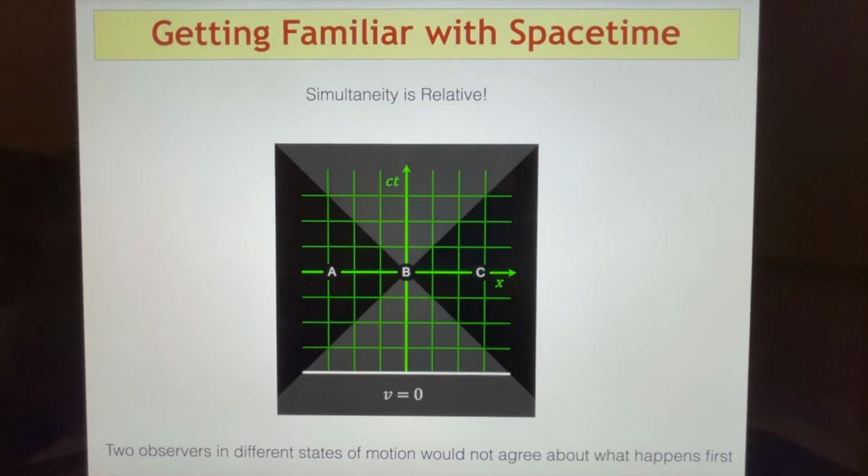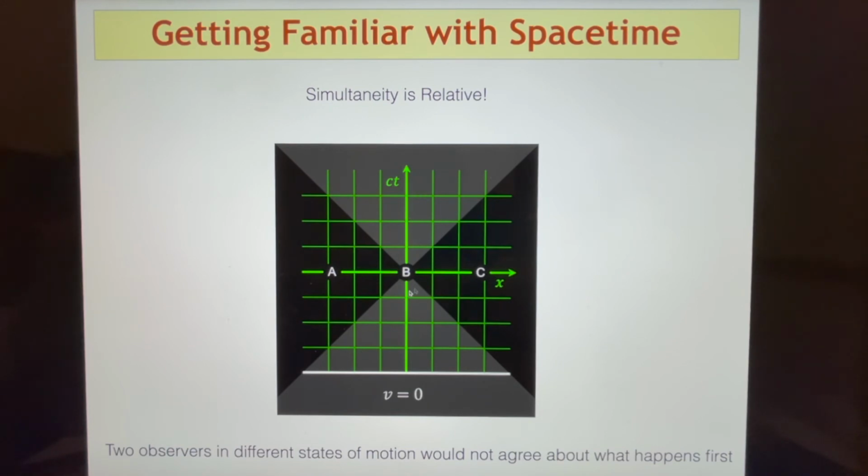Another point that I want to make is that, of course, the notion of simultaneity is relative. And we're going to make a big deal out of that, above all to battle another misconception often talked about in popular science. Simultaneity is relative. 2 observers in different states of motion would not agree about what happens first. We have 3 events here, A, B, and C. And we have 3 people here at point B: one that has 0 speed with respect to this axis, one with some speed to the right, and one with some speed to the left.